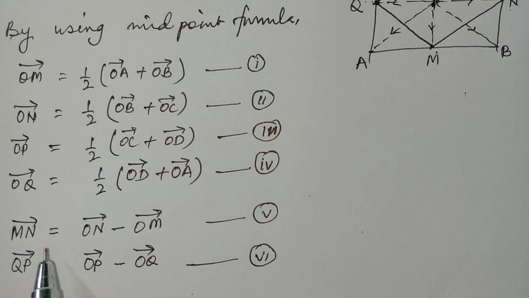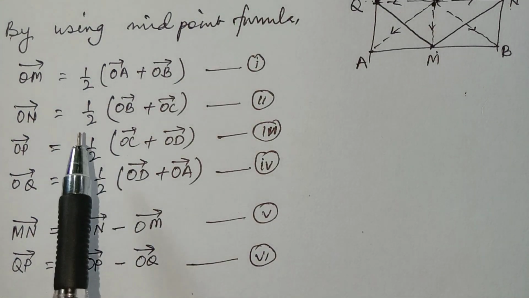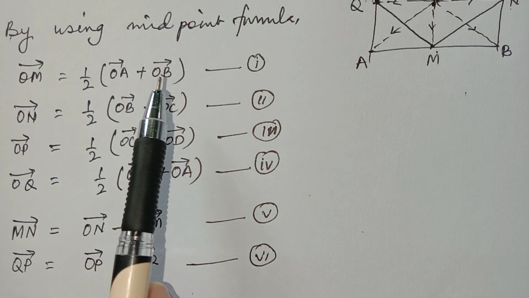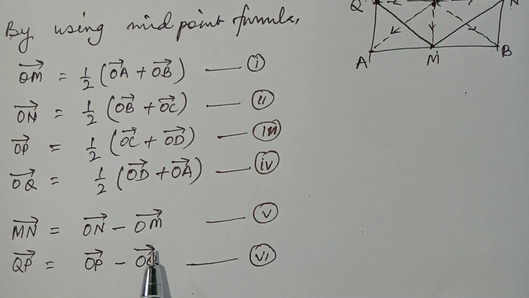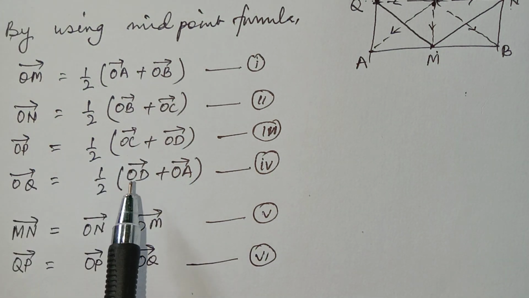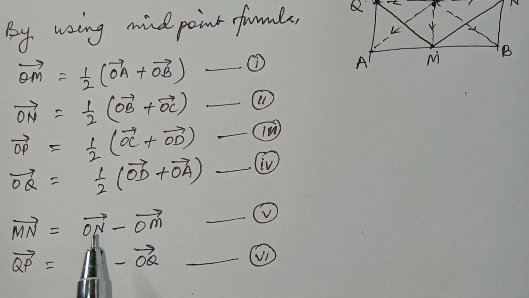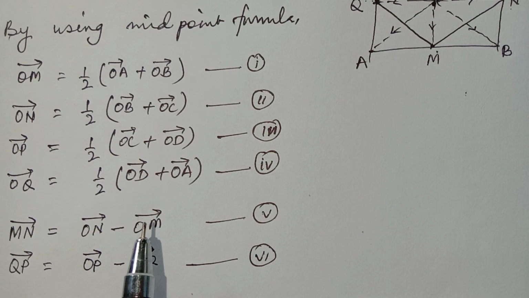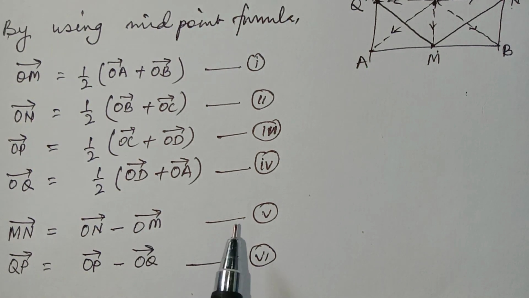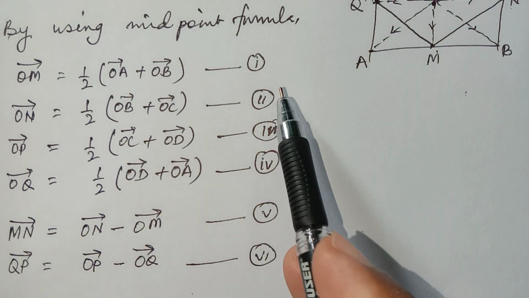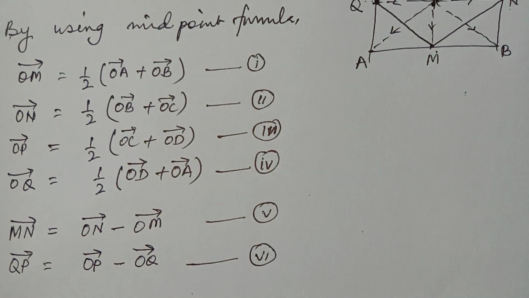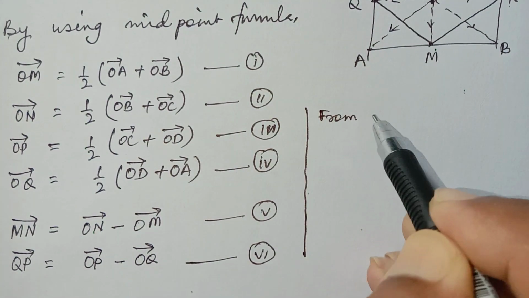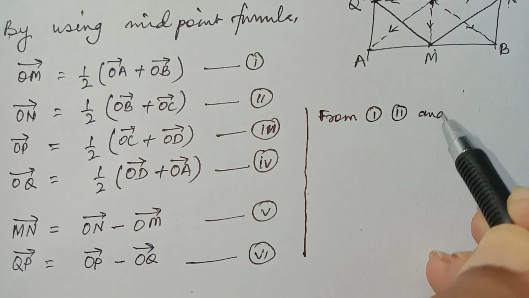Now here I have vector MN equal to vector ON minus vector OM, and similarly I have OP minus OQ, and I know what OP and OQ are. So let me replace ON, OM, OP, OQ with these vectors. Okay, so let's check what happens then. From equations 1, 2 and 5, let's see what we get.